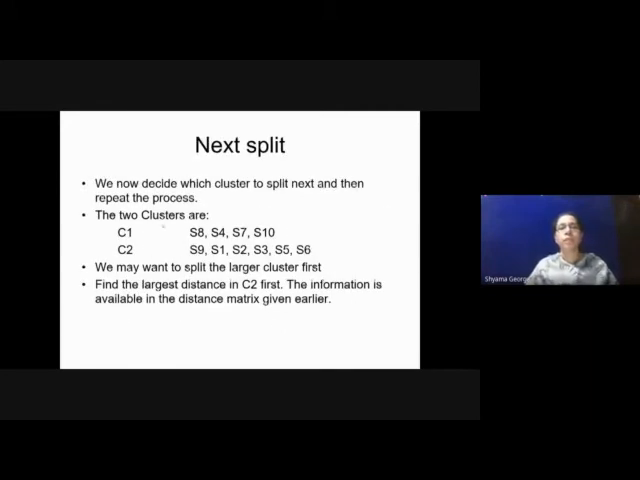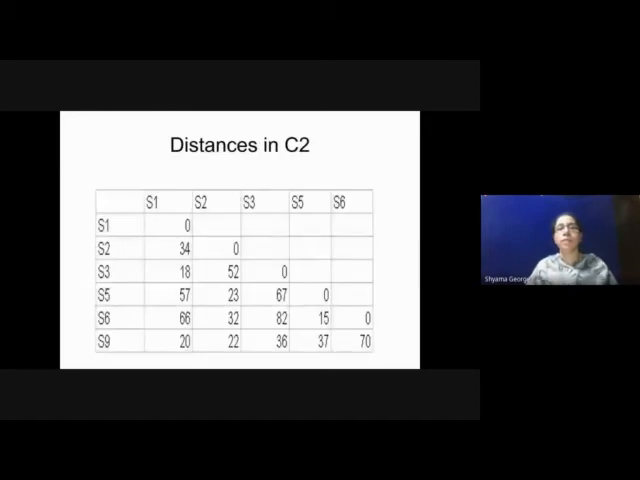Now we can split these two clusters. We take C2, which is the largest cluster, and divide it again. For that, we consider the objects in C2 only and find the distance. The distance matrix is written for the elements in C2, and from this we can find the objects having the largest distance. Here, 82 is the largest.